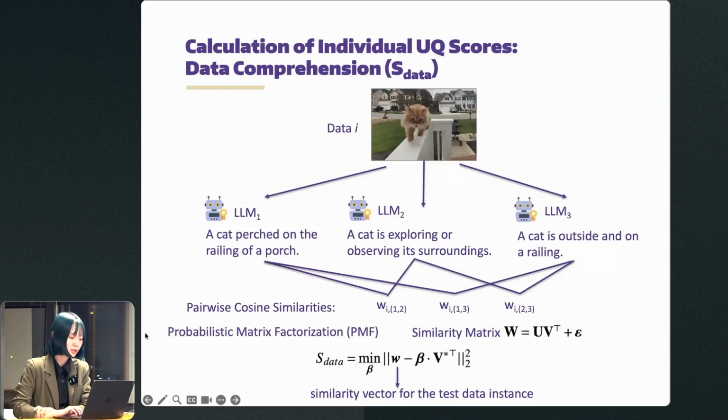And we will use probabilistic matrix factorization to reconstruct the similarity matrix based on the latent matrices U and V. After we have V, we can calculate S data by solving these least squares problems. Here, W is the similarity vector for the test data instance.